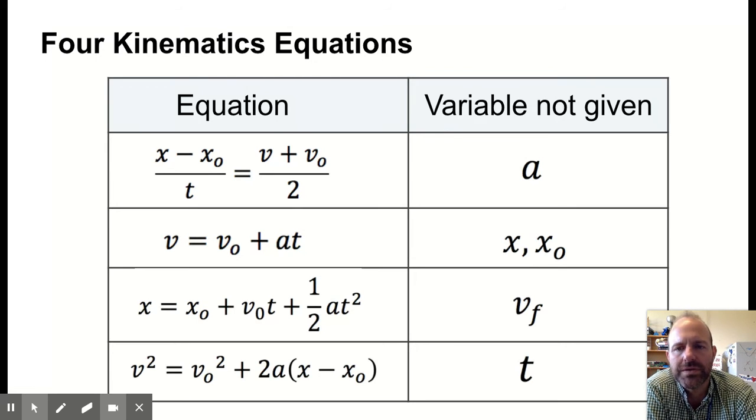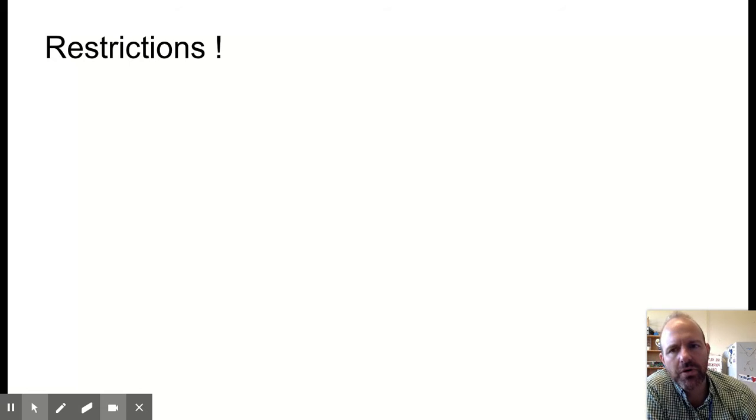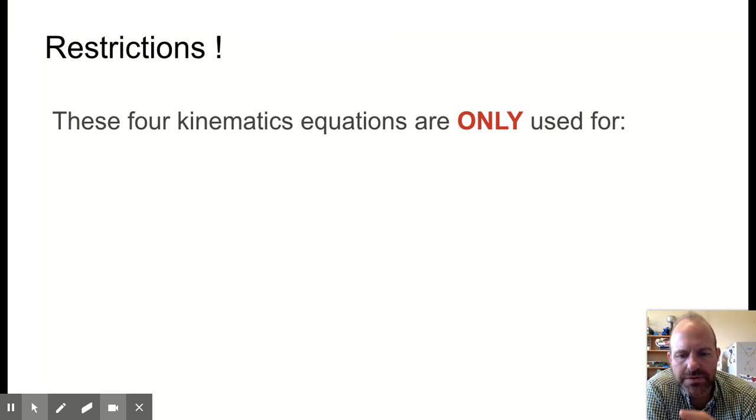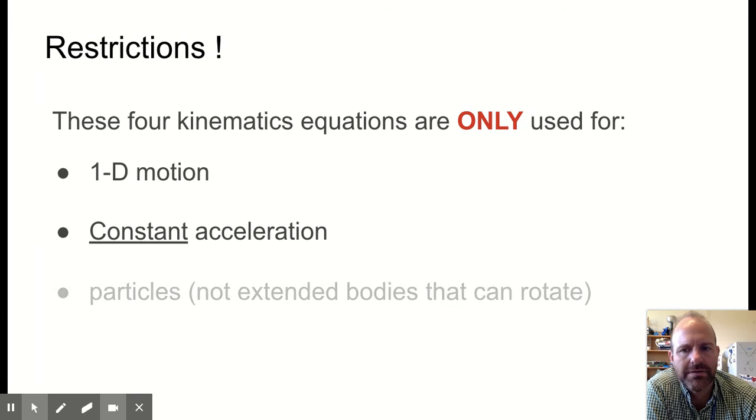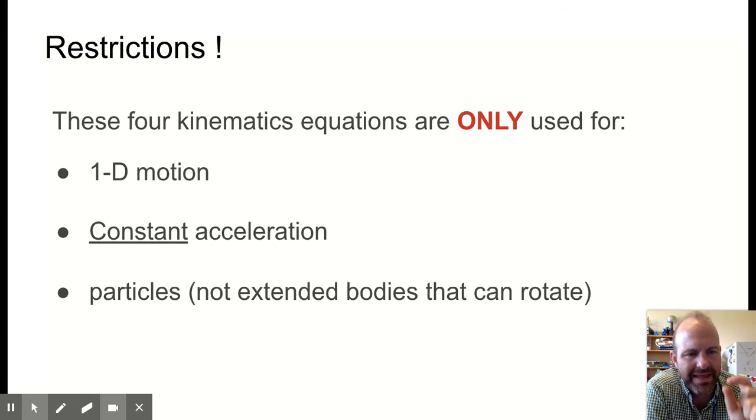We have our full table of equations. These are on page, I think, 23 or 24 in your packet. You can have those as a reference. So a couple of important restrictions. These are only used for the following things: one-dimensional motion, constant acceleration, and particles. Just a thing that we could treat as being a single point in space. But we can do that with a lot of things: a block, a car, a bicycle, even a person to some extent. As long as we're not letting things spin around at all and flex, then we're fine.